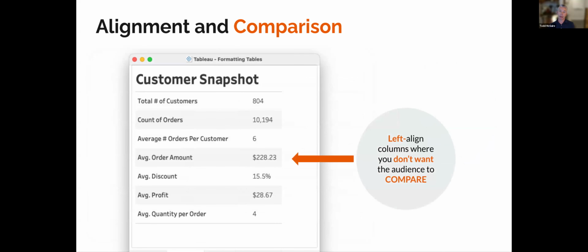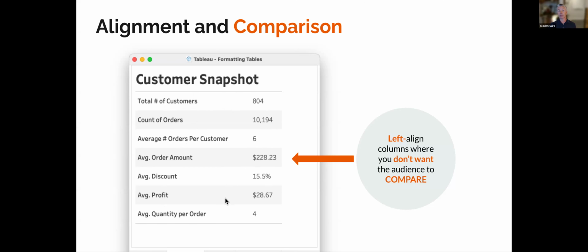You sometimes have data that you don't want people to compare, and if you do right align it, you're inviting a comparison that you might not want them to make. It just doesn't add up. Like in this example, I'm looking at a customer snapshot. If I'm looking at the total number of customers and the count of orders, they're not two things that I want someone to try to say, oh yeah, this is better than that. They're different. I really want the focus on trying to understand the snapshot of what's our average quantity per order, just the basic profile.